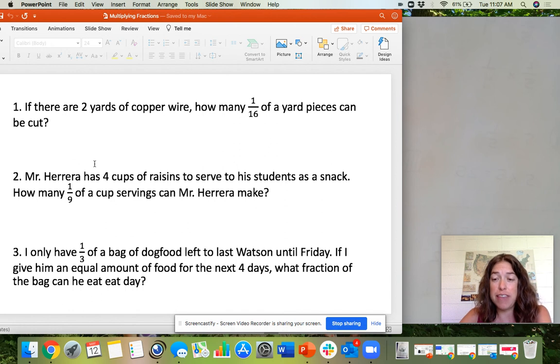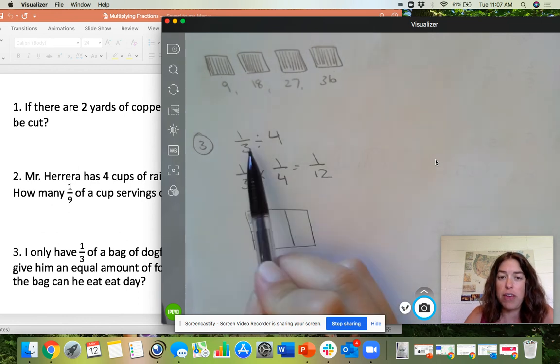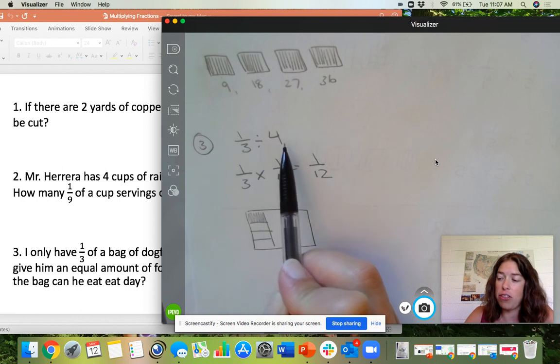I'm going to feed him the same amount over the next 4 days, and I want to know what fraction of the bag he can eat. He obviously can't eat the 1/3 of a bag today, or he won't have any food tomorrow, Thursday, or Friday. So it's got to be even smaller than 1/3. I know this is asking me to do 1/3, here's the dog food that we have left, divided by 4 days. He's going to eat that 1/3 of a bag of dog food over 4 days.